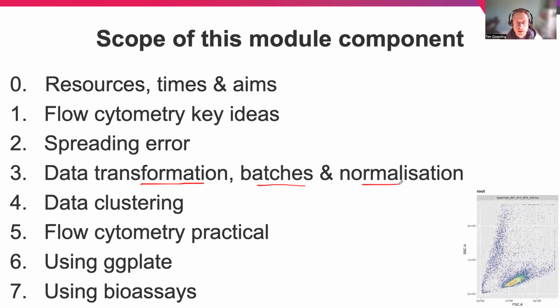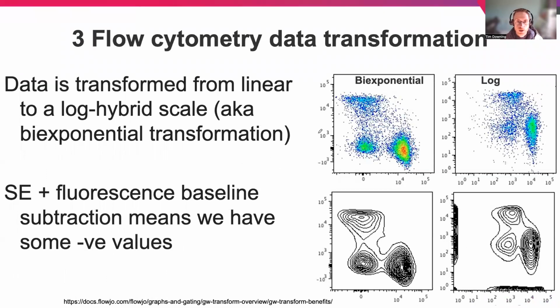So in this instance, we're going to look at how we transform our data, which is notionally linear, into a log-like scale, or most typically what's called a biexponential scale or biexponential transformation, although slightly different transformations do exist outside of that.